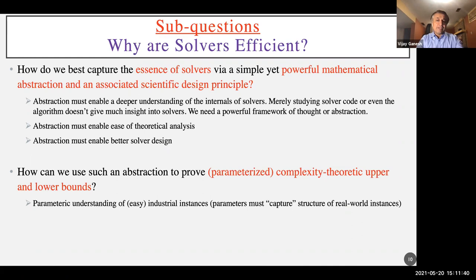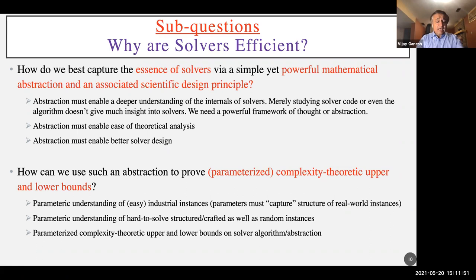And there is in fact a subfield of complexity theory called parameterized complexity theory, which is the right fit for this kind of analysis. So we want to have a parameterized understanding of easy industrial instances, but also the parameter should be able to distinguish between so-called easy industrial instances from random and crafted instances that we know to be hard for SAT solvers. And at the end of the day, we want to be able to prove these complexity theoretic results over the appropriate mathematical abstraction of the solving algorithm.